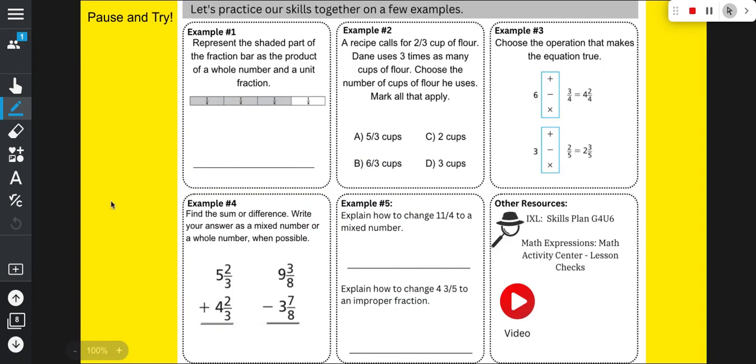Moving on to our example problems. Give these a try on your own. If you're confused or stuck, feel free to rewatch the video. Otherwise, continue the video to see the answers.